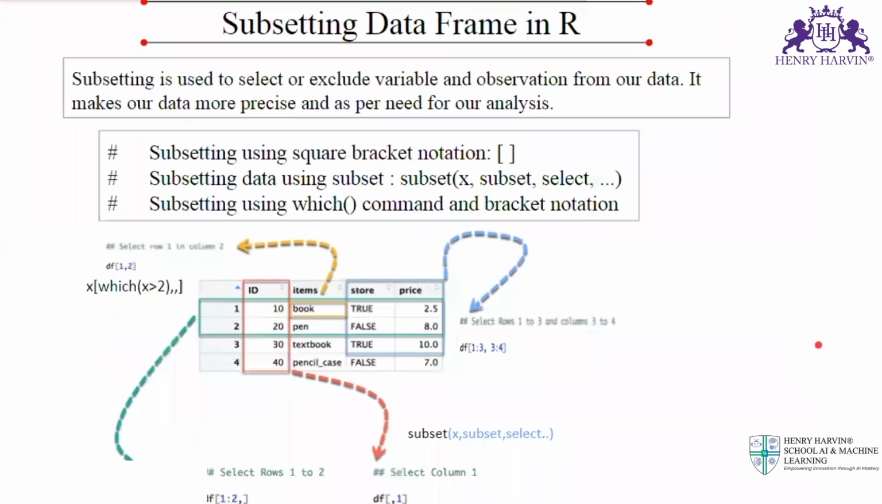Subsetting data in R. Subsetting is used to select or exclude variables and observations from our data. It makes the data more precise and as per the need for our analysis. We use three methods to subset the data in R. So first is square bracket notation, second is the subset function, and third is the which function along with the bracket notation.